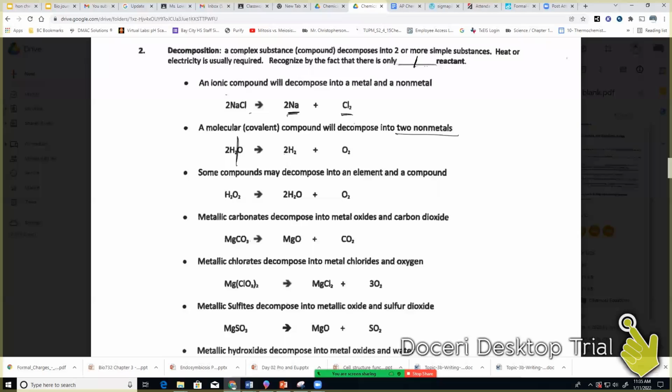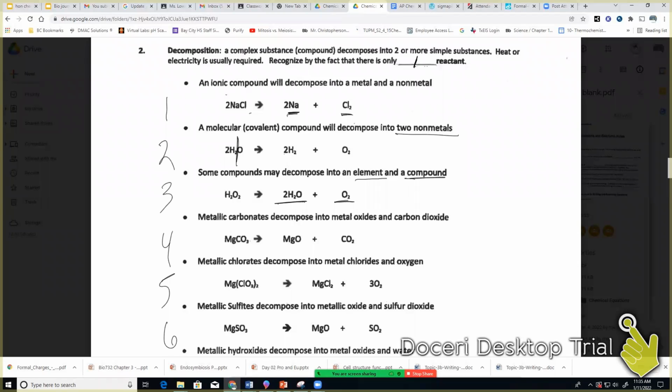Some compounds may decompose into an element and a compound instead of 2 elements. So here I have hydrogen peroxide, and when it decomposes into water and oxygen, that's like number 3 on the front side. I try to stay away from those because there's not a set way that those always work, so they get to be a little tricky. But starting from 4 on down, there's always going to be a set way.